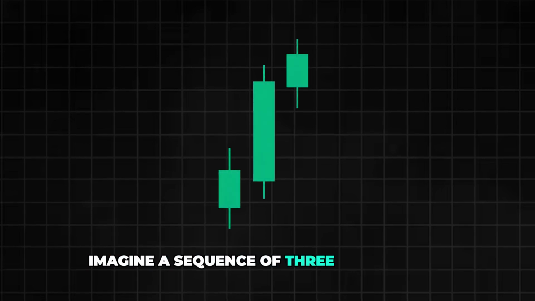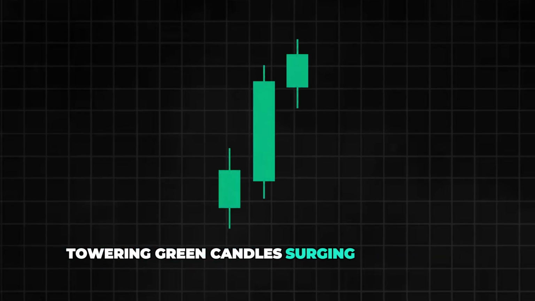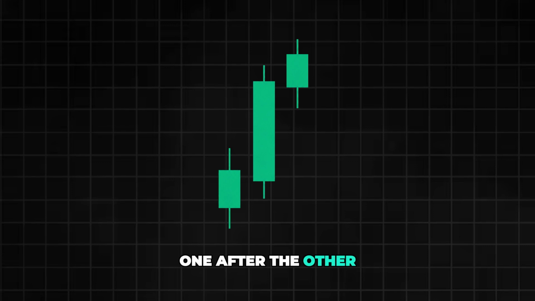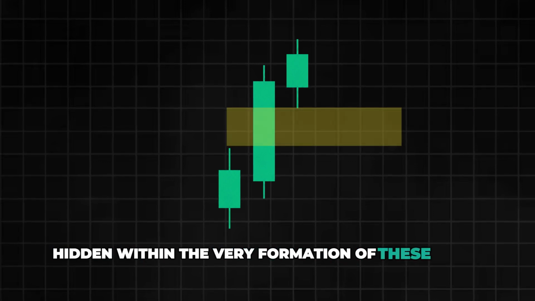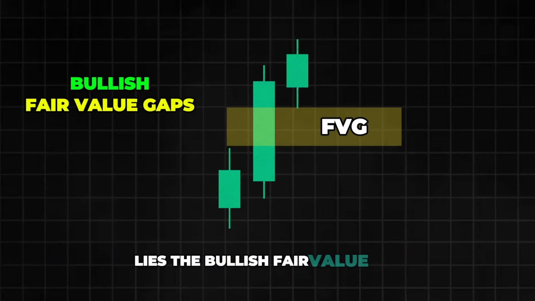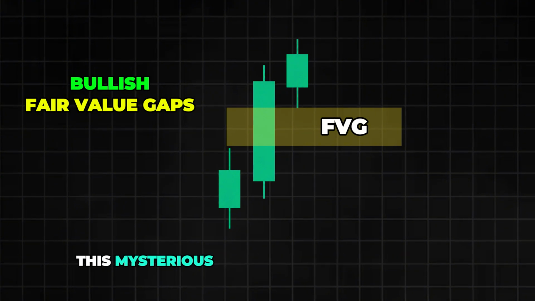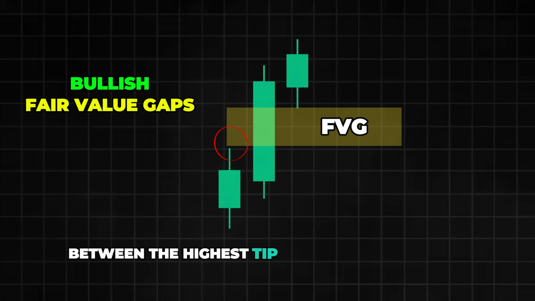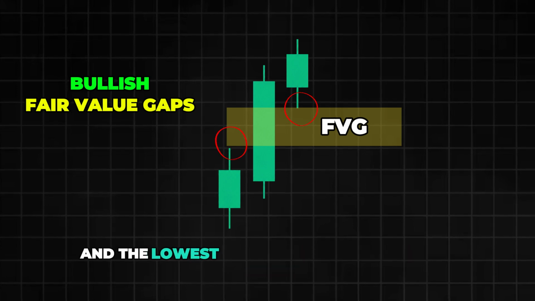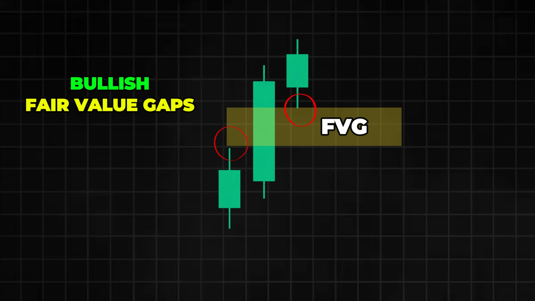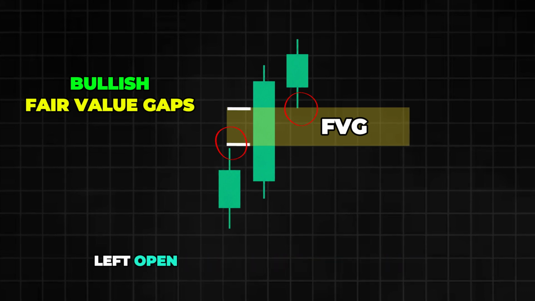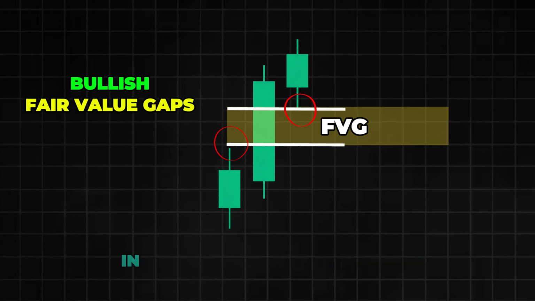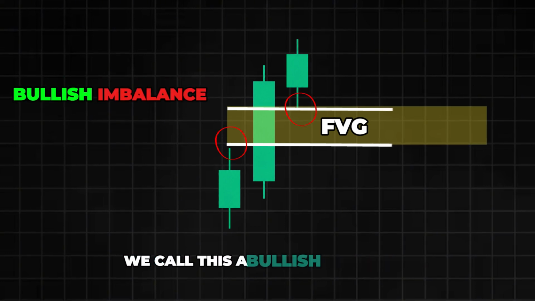Imagine a sequence of 3 consecutive, towering green candles surging powerfully upwards, one after the other. Hidden within the very formation of these 3 pillars lies the bullish fair value gap. This mysterious gap is born when a pristine, untouched space is left behind between the highest tip of the first candle's wick and the lowest hanging wick of the 3rd candle. It looks like an empty window left open in the middle of a skyscraper. In the old tongue of the markets, we call this a bullish imbalance.